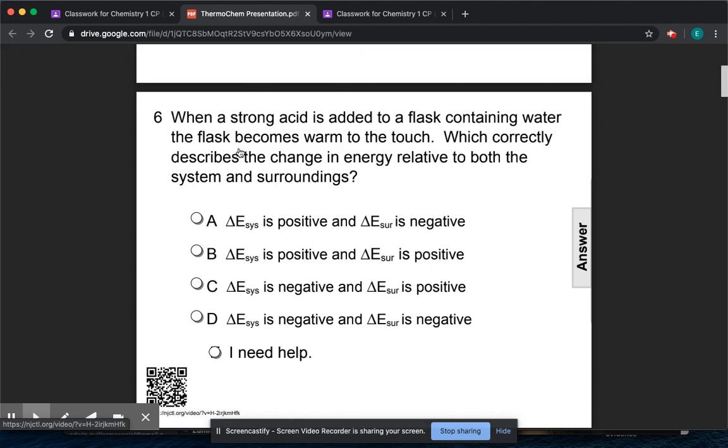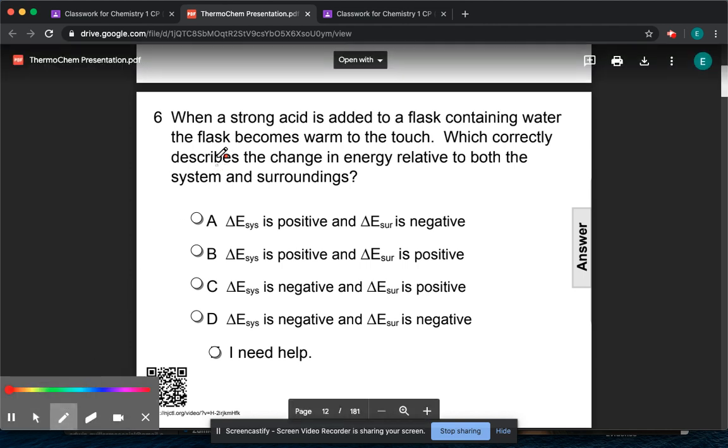The flask is the container. The container is not a part of the system. Again, the system is just the water and the acid. So if the flask became warmer, that means it gained energy from somewhere. That energy came from the system, and the system is, again, the acid and the water. So in this case, that's my system. Red is the system. Blue is the surroundings.